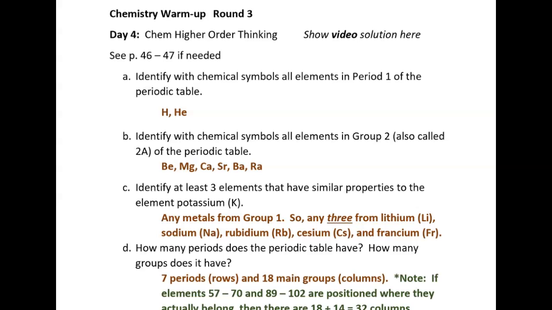First is hydrogen on the top left corner of the chart. Second is helium, which is way over on the top right corner of the chart, but they are in that first row. So the symbols are H and He.